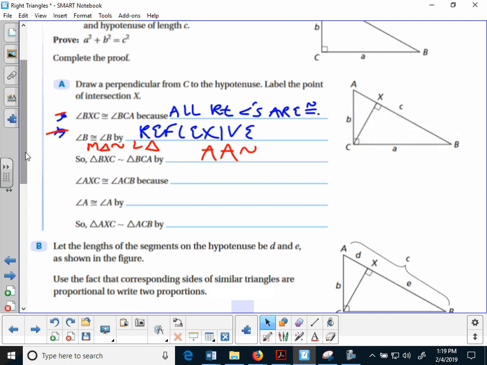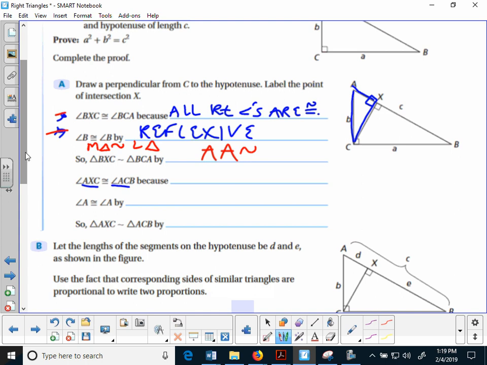We now have angle AXC, which is this guy right here. So what triangle does that belong to? Small. That is the small triangle. Awesome. That is congruent to ACB.